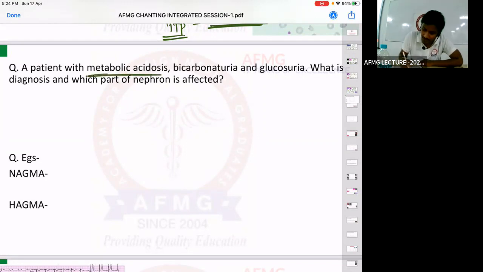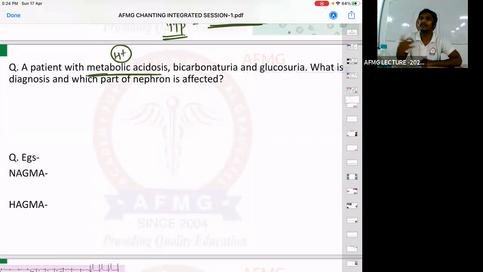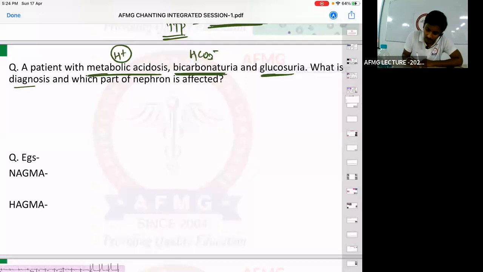Patient with metabolic acidosis. Okay, metabolic acidosis means H plus is not being excreted out properly. Next, there is bicarbonaturia. That means the bicarbonates are being excreted out. Glucosuria. That means the glucose is actually excreted out. What is the diagnosis and which part of nephron is affected?